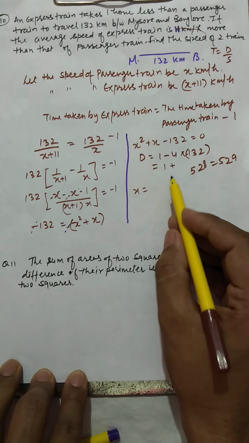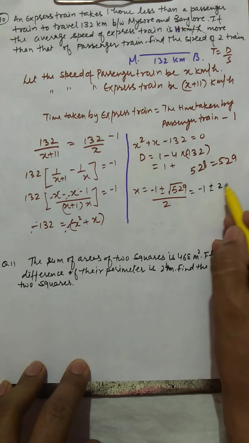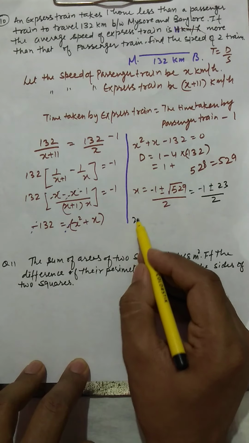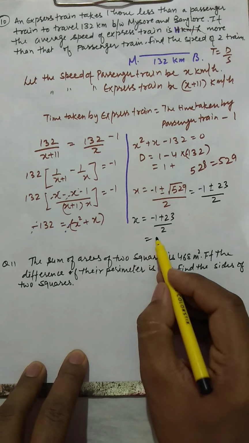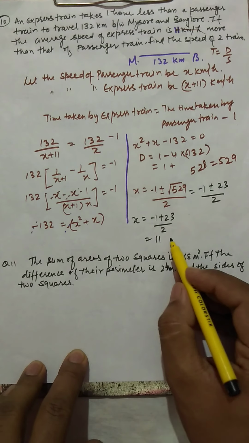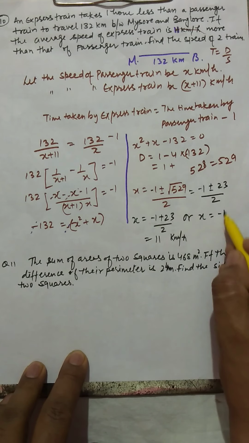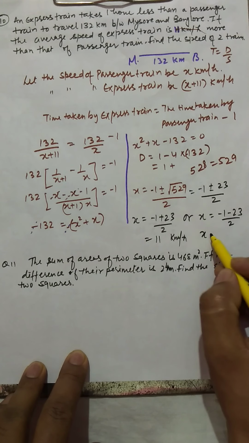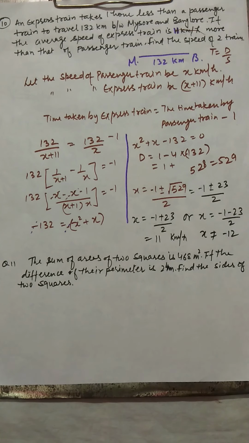So x will be minus b, which is minus 11, plus minus under root 5929. You know that 5929 is the square of 77. So minus 11 plus minus 77 upon 2. Now x can be either minus 11 plus 77 upon 2, which is 66 by 2, 33 kilometer per hour. And the second value is going to be negative, so x cannot be equal to that, because speed cannot be negative.